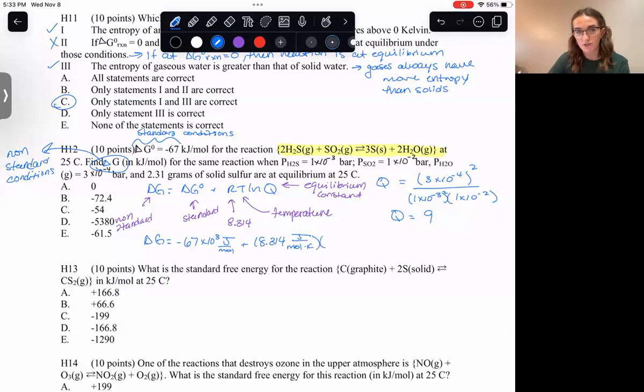What temperature are we using? Yep, it should be 298 Kelvin. And then we have the ln of 9.